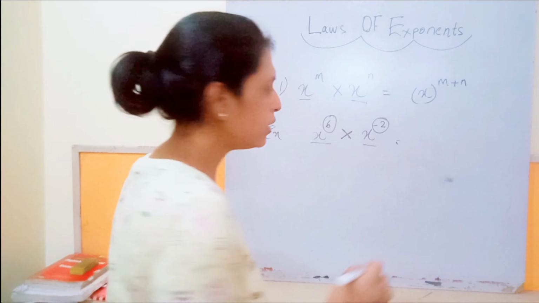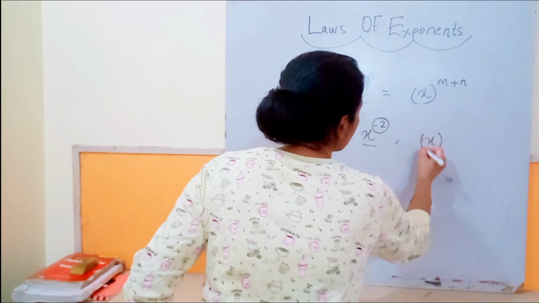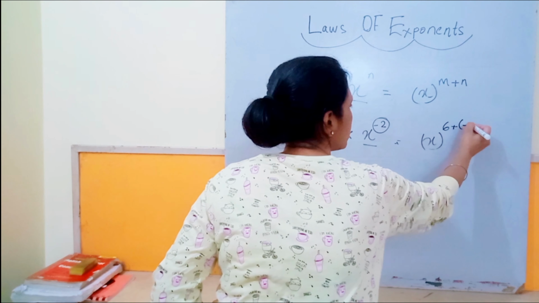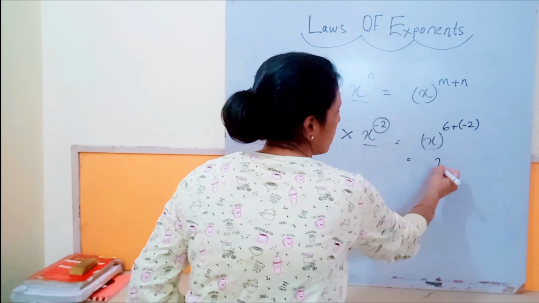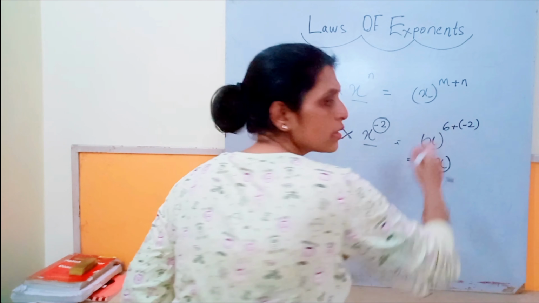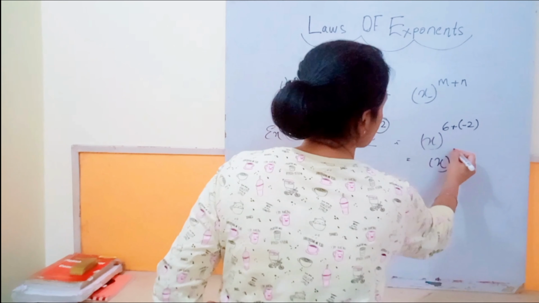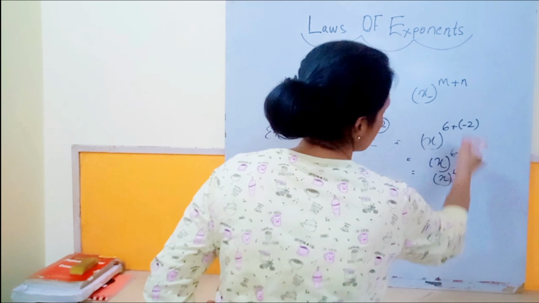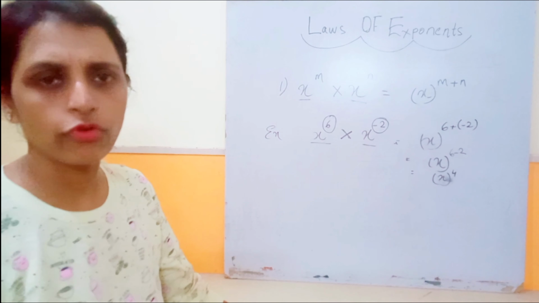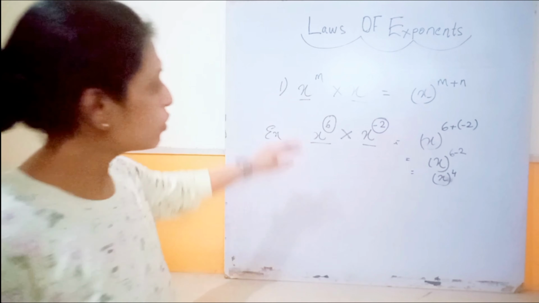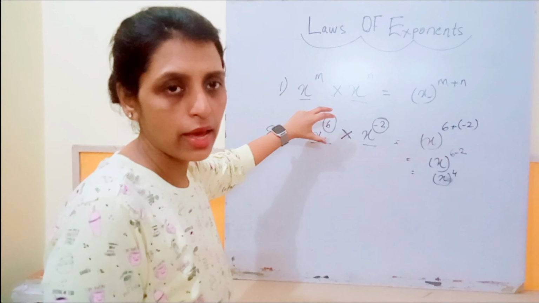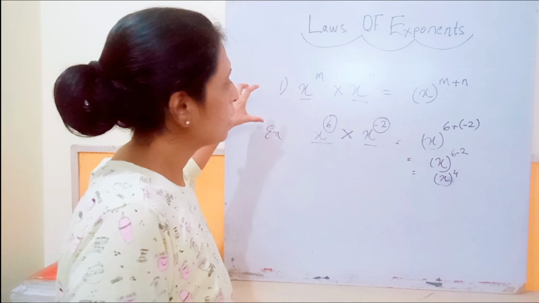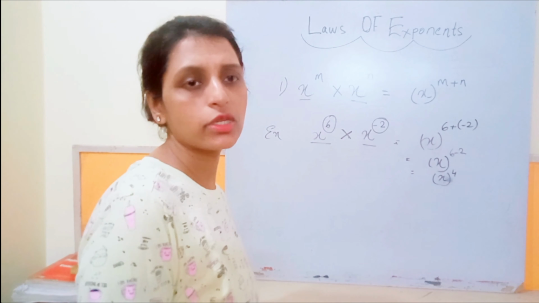So what will happen, the powers will get added. 6 plus minus 2. Now plus into minus is minus. So 6 minus 2, x to the power 4. Okay. So in this way we have to apply these laws of exponents while multiplying the algebraic terms.